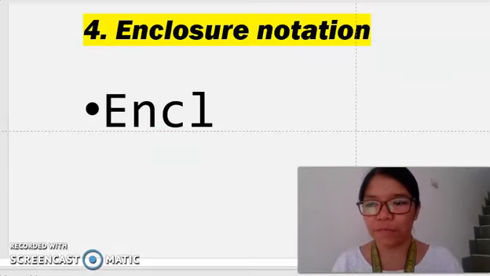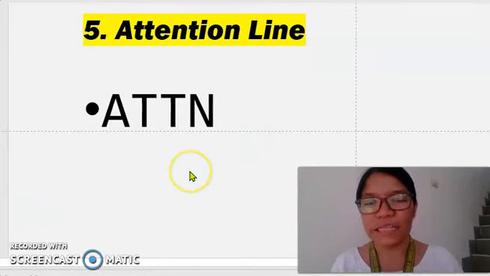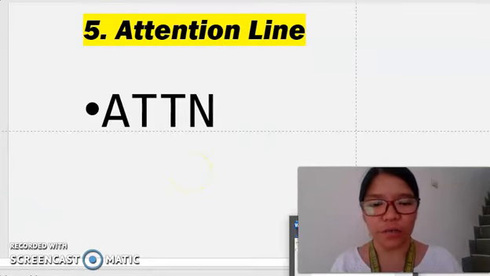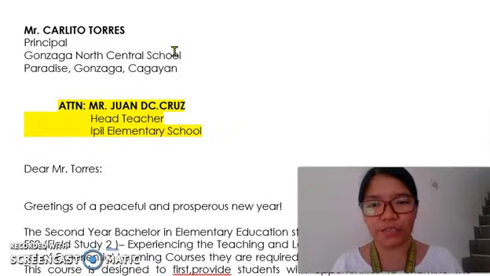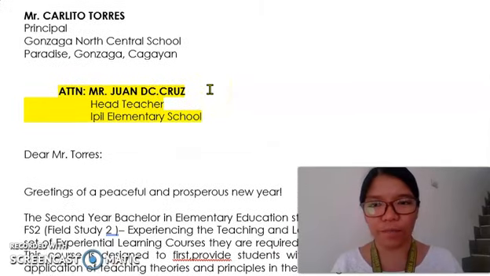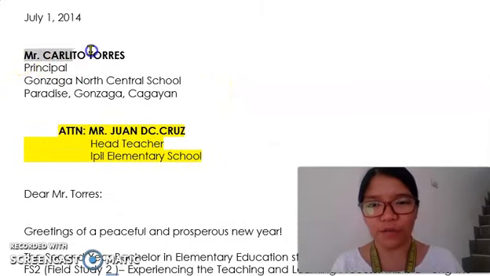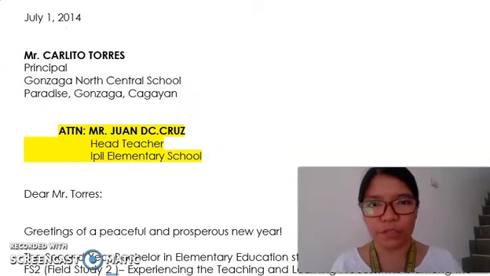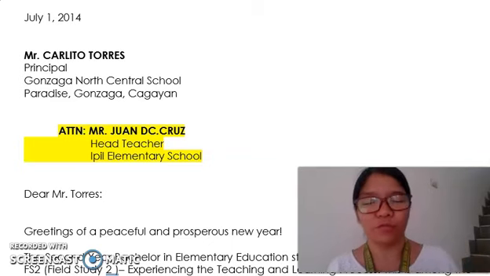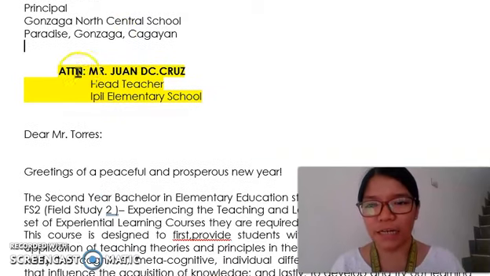Next, we have the attention line, ATTN. Where is it located? Unlike the other discussed optional parts, the ATTN or attention line is located here. If you notice, it is here. For example, this is the receiver of your letter, and then the position, and then the address. Take note that I have used for our discussion the actual letters that I made way back. And then it is addressed attention to Mr. Juan de la Cruz. Why?